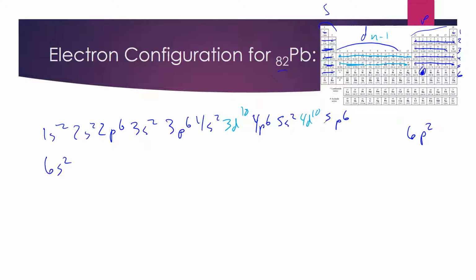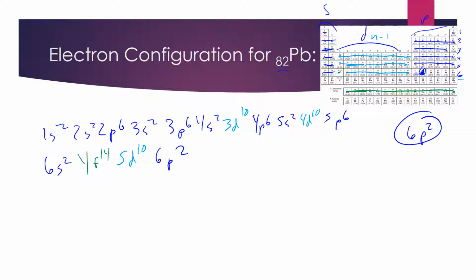6s2. Boom. Now this is part of the f block, and we're doing all the way across the f block, so it ends up being the row number 6 minus 2, which is 4f, and it's going to be 14 because we're doing all of it. Then we're back to the d block. Yay! Except the d block is the row number minus 1, so we're in row 6, so 6 minus 1 is 5d10. Boom, and we finally almost reach lead, so it's going to be 6p2. We're done with the electron configuration.